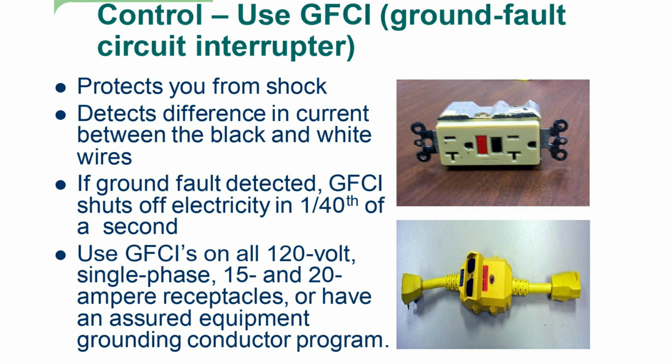Control: use GFCI, ground fault circuit interrupter. It protects you from shock and detects a difference in current between the black and white wires. If a ground fault is detected, the GFCI shuts off electricity in 1/40th of a second. Use GFCIs on all 120-volt, single-phase, 15 ampere and 20 ampere receptacles, or have an assured equipment grounding conductor program.